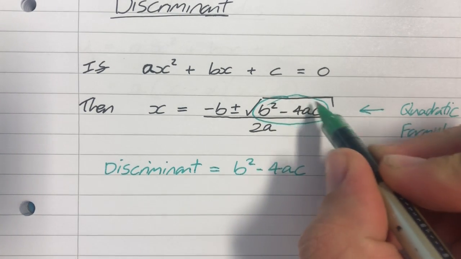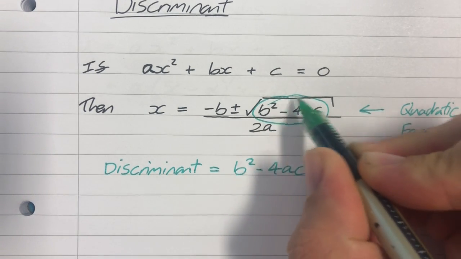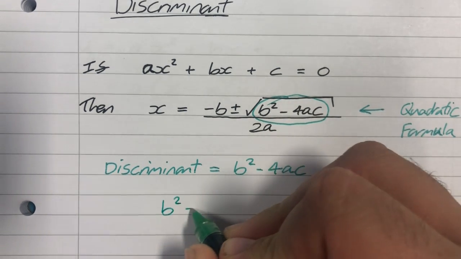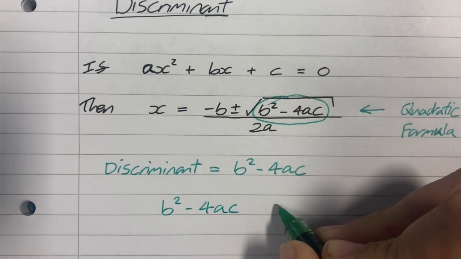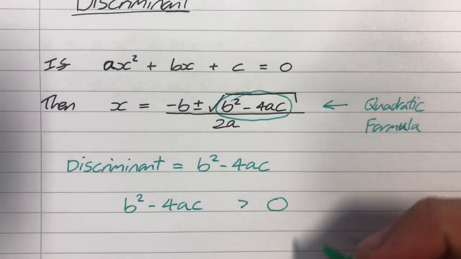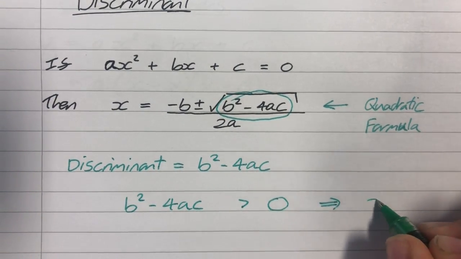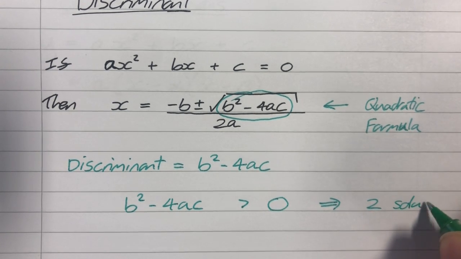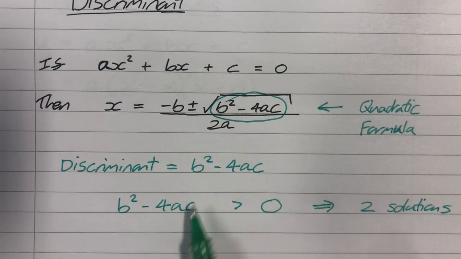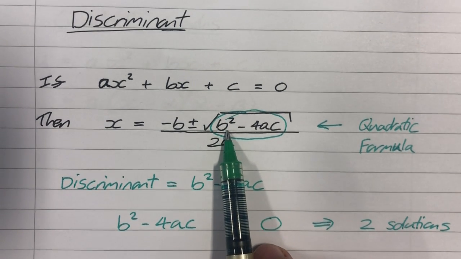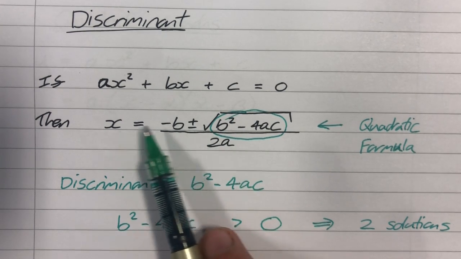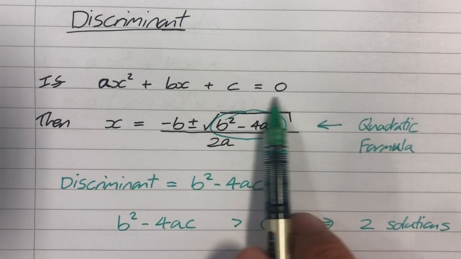Now, because in the quadratic formula we are square rooting this expression, if b squared minus 4ac is strictly positive, i.e. it's a number that is greater than 0, then that means there are two solutions to the quadratic equation. And that's because when we square root this positive quantity, there will be a positive root and a negative root, which is what the plus minus here is for, and it means there's two values of x which satisfy this quadratic equation.